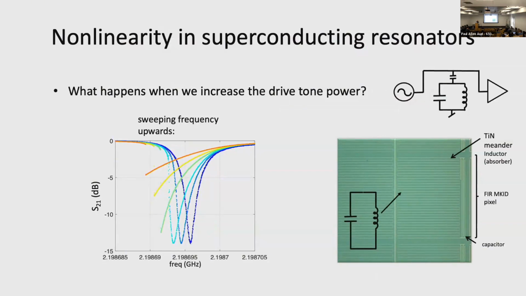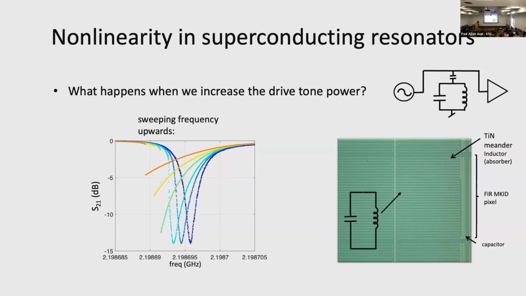where incoming photons break Cooper pairs in a superconductor. They change the kinetic inductance, and then you read that out as a frequency shift. And what we were trying to understand is how large a drive power we could use to read out the frequency shift, because that determines the noise of the device.